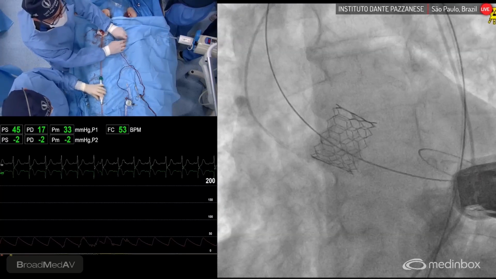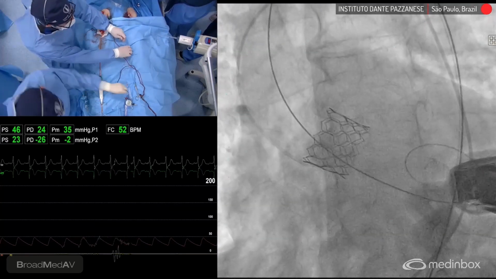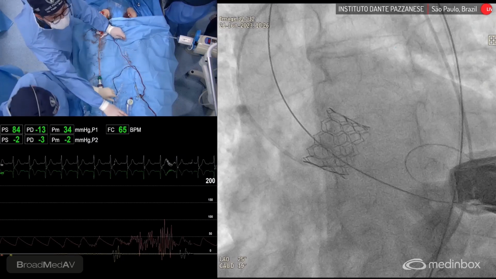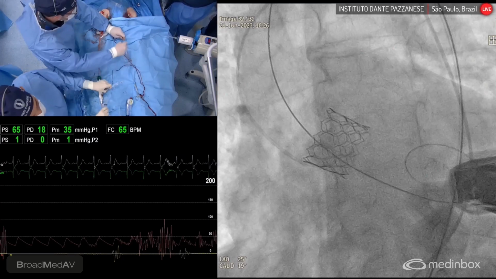Can you pass me the wire? Do you need to give some fluids, Dimitri? Yeah, give some fluids. It seems to be a small paravalvular leak. Okay. Can you have the echo on the screen, please?